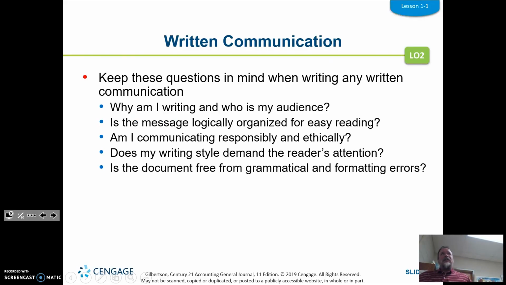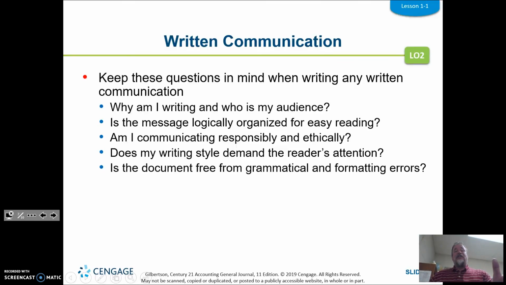Now, when doing accounting, even though it's numbers, there are going to be times that you need to write. And for written communication, keep in mind these questions when writing to help you perform better. You've got to decide, why am I writing and who's my audience? That's going to give you the wordage that you're going to use. You don't want to use complex language for somebody that doesn't know what that language is.